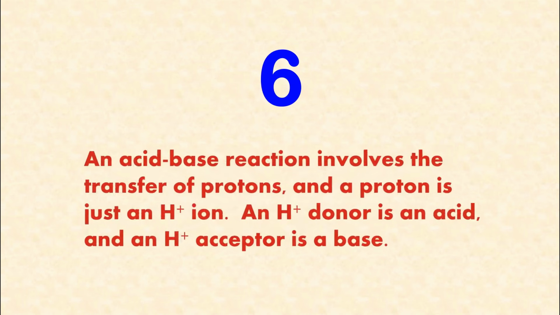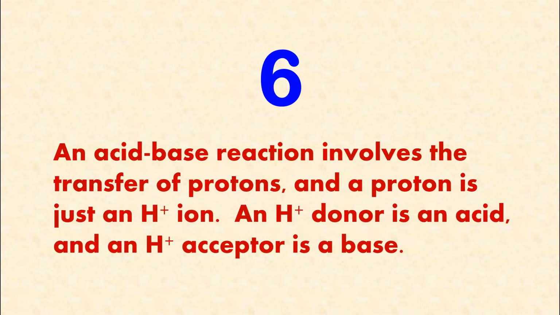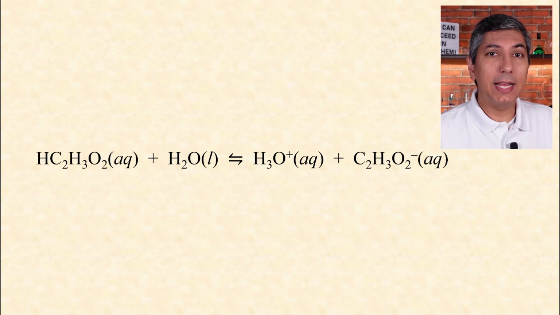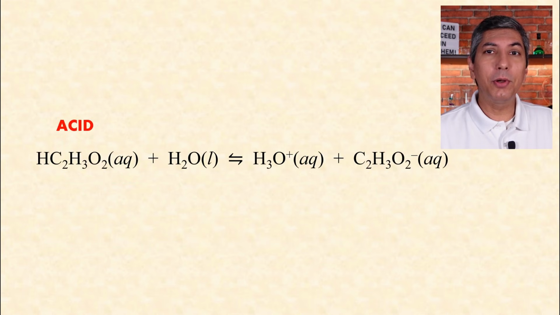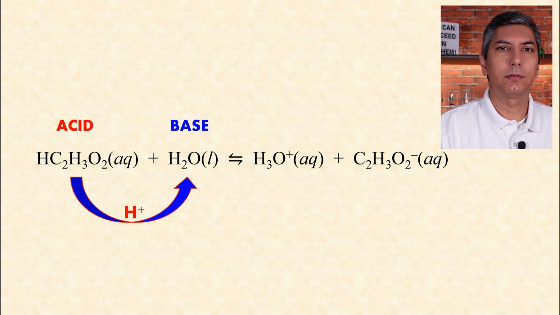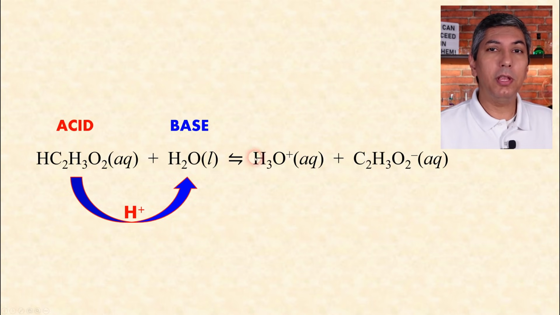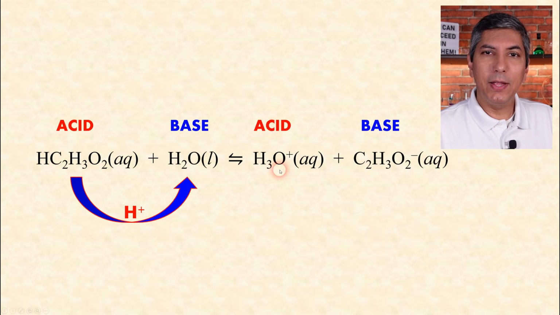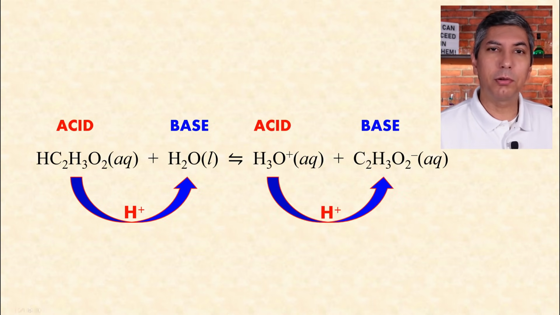Number 6. An acid-base reaction involves the transfer of protons, and a proton is just an H+ ion. An H+ donor is an acid, and an H+ acceptor is a base. So in this acid-base reaction, acetic acid is an acid because it's donating H+ ions, or protons, to the base, which is water. In the reverse reaction, hydronium ion acts as an acid and the acetate ion acts as a base. And this is because the hydronium donates a proton, or an H+ ion, to the base.